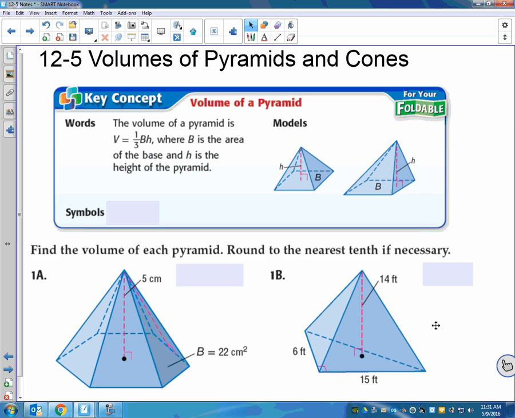Alright, so it's still the area of the base times the height. The only extra part is there's a 1/3 in front of it. So when you have a pyramid, it's 1/3 area of the base times the height.